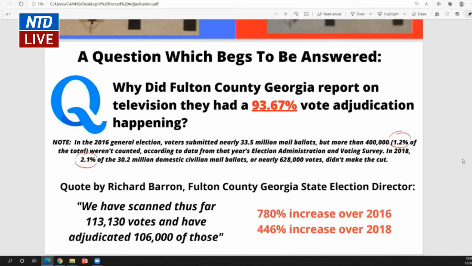When the national average for the last elections, 2016, was what? 1.2%. That's an audited number. 1.2% of the total had to be adjudicated. And then you look at 2018, nationally, 2.7%. But yet your own election officials said we had to do this 93.6% of the time. Let me decode that for you. Mr. Mechanical Engineer, your machine doesn't work. Mr. Printer, your ballot's screwed up.